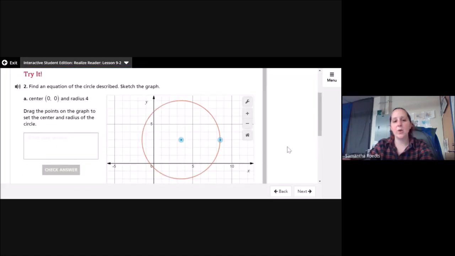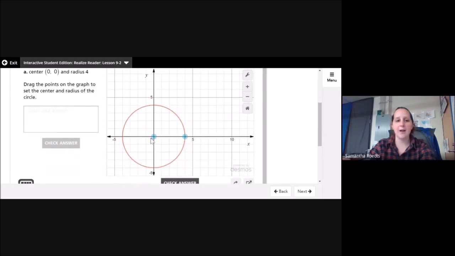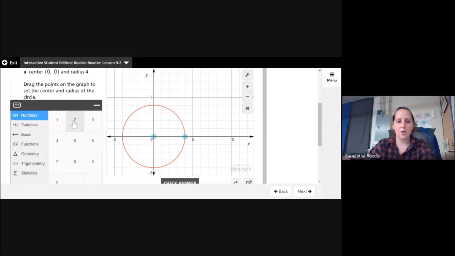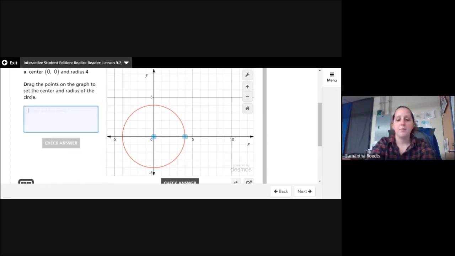All right, let's try it. Find an equation of the circle described. Sketch the graph. So the center is at 0, 0, so here I'm going to put it at 0, 0. And my radius is 4, so I'm going to bring it in to 4. Drag the points in the graph to set the center and the radius of the circle. So my center is 0, 0, and my radius is 4. When I do this, I'll have (x minus 0) squared plus (y minus 0) squared equals 4 squared, which is just x squared plus y squared equals 16.